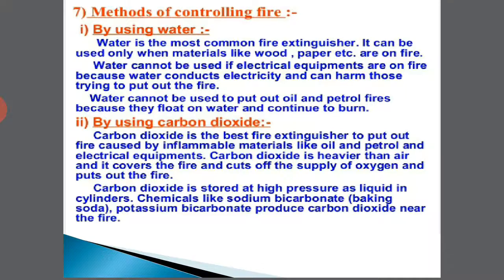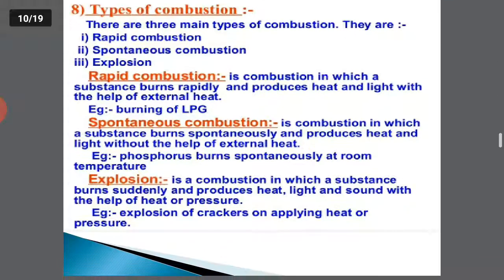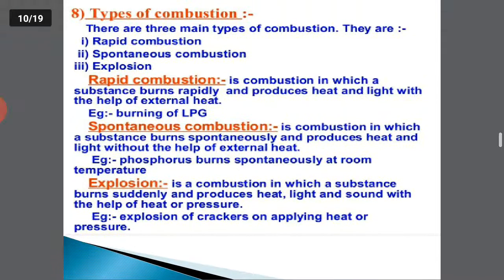Okay, let's move further. Next is types of combustion. There are three main types of combustion. One is rapid combustion, second is spontaneous or continuous combustion, third is explosion. Rapid combustion is a combustion in which a substance burns rapidly and produces heat and light with the help of external heat, for example burning of LPG, liquefied petroleum gas.